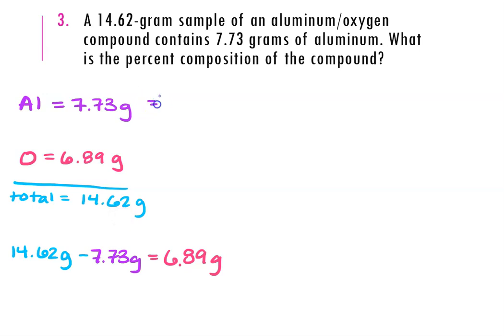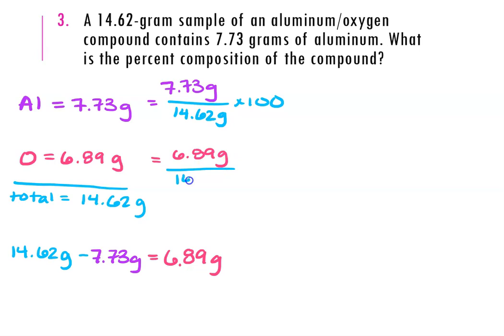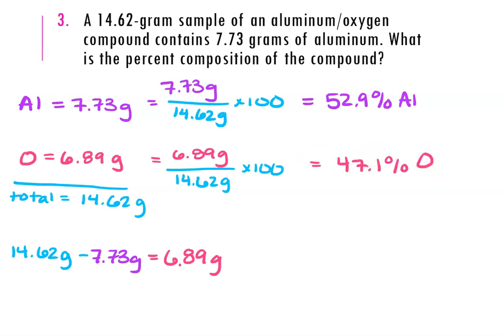All right, so I've got now both of my masses of my elements, and I was already given the total, so I just divide now. And times that by 100, and then I have 6.89 grams divided by 14.62 grams times 100. Right, and then I'm going to do that math in my calculator, and I end up getting 52.9% aluminum and 47.1% oxygen. And again, those add up to 100%, so that is fantastico.